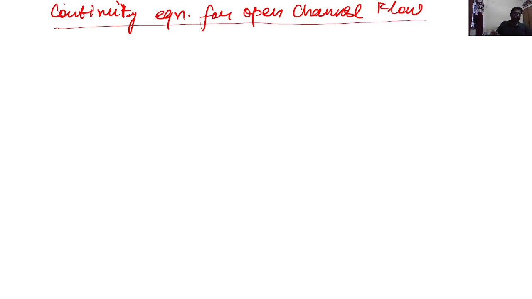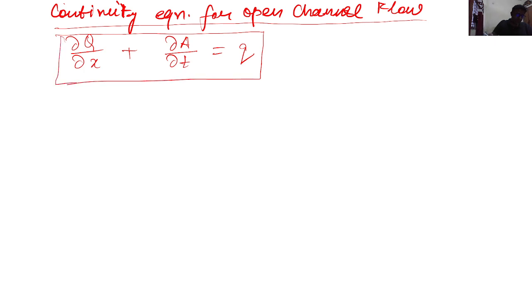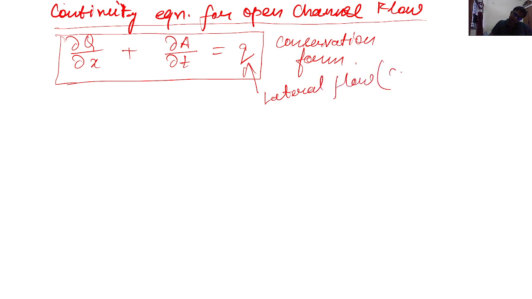From the class we already know that the continuity equation for open channel flow would look like this: del q by del x, that is the space derivative of the discharge, plus the time derivative of the cross-sectional area, would be equal to the lateral flow into the open channel. So this is known as the conservation form of the continuity equation for open channel flow, and this small q is the lateral flow, and it would be 0 for cases where there is no lateral flow.